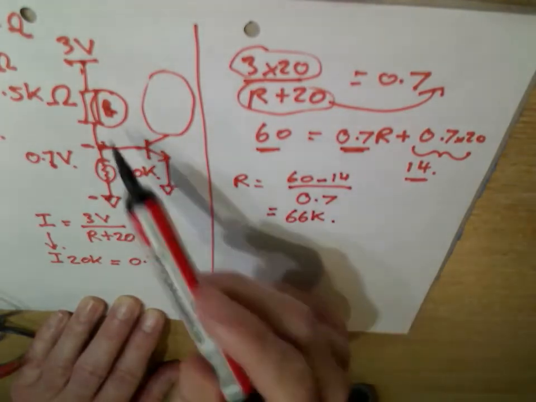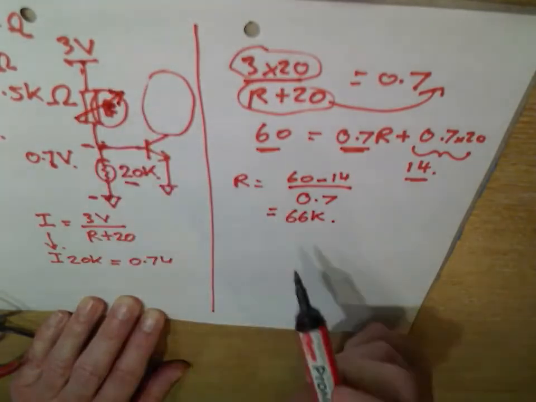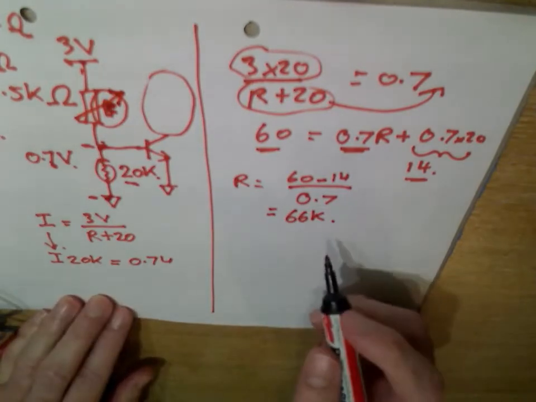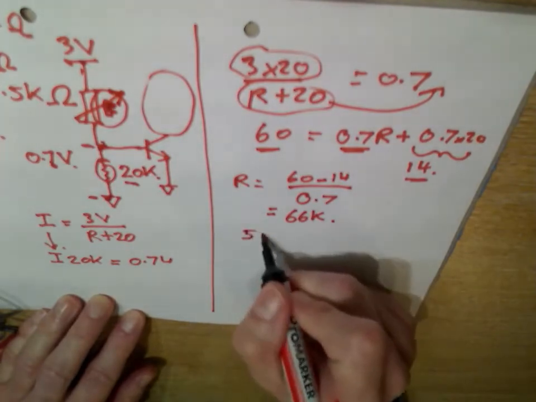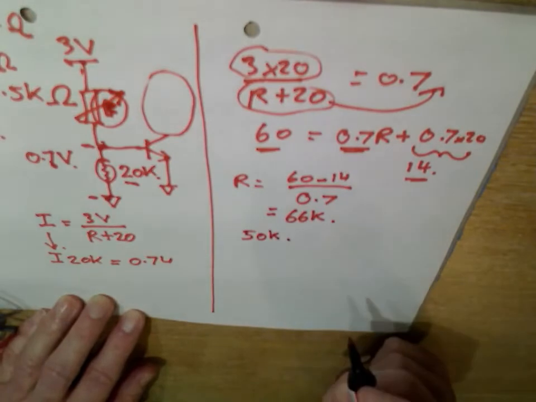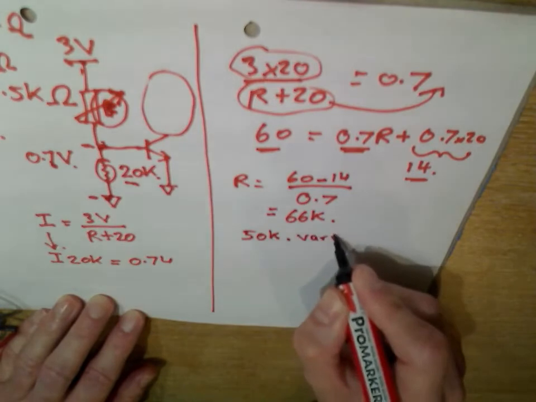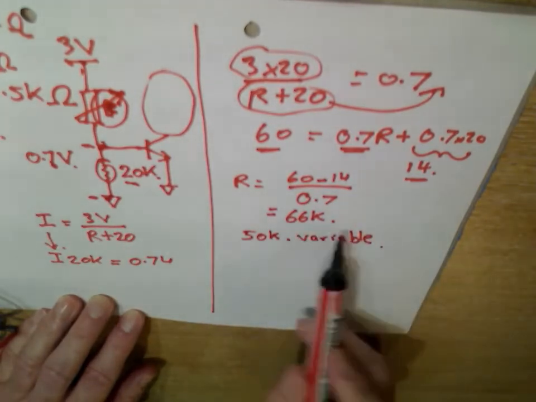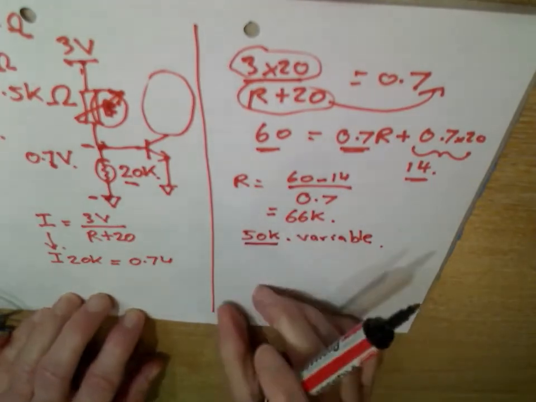So we want to vary this resistor here, just do it like that, and what I actually did is I chose a 50k variable resistor. You could be safer and use 100k, but I found that 50k was perfectly fine.